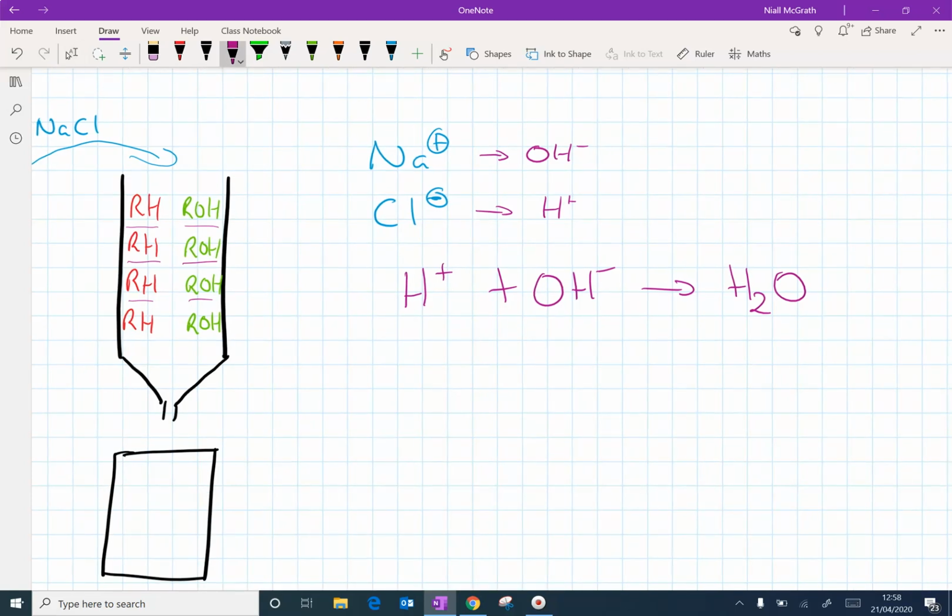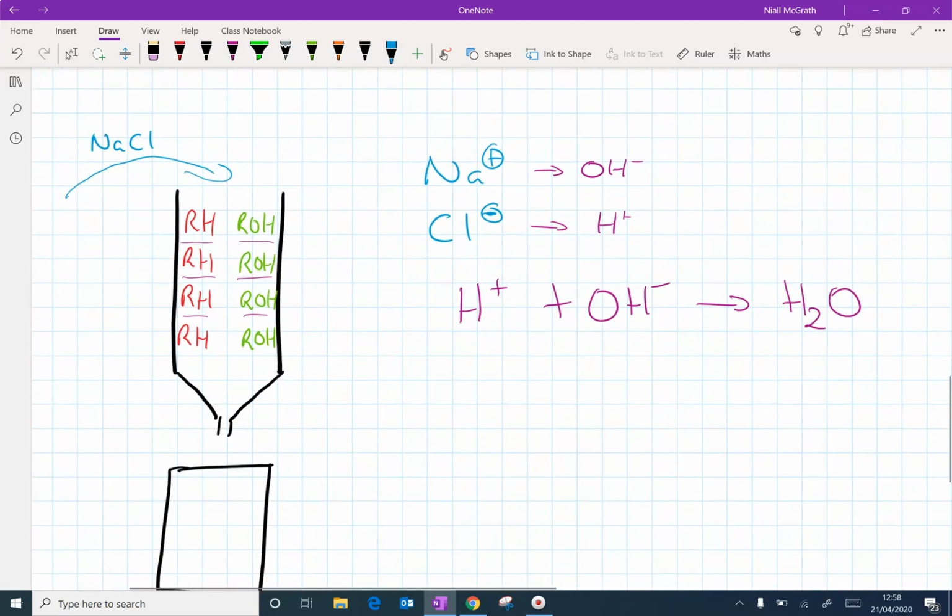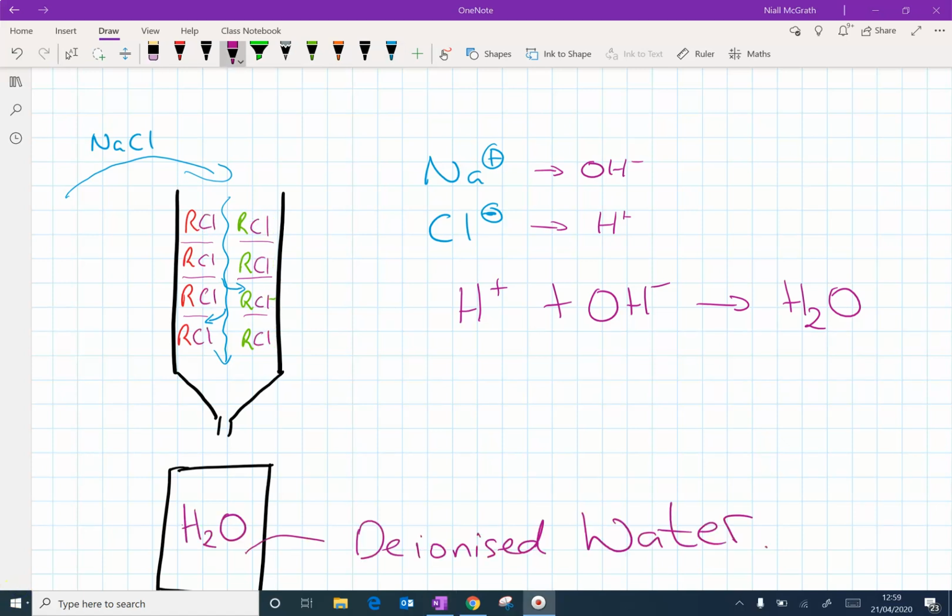So in here at the beaker at the end, after your water has made its way down through, your Cl minuses have been replaced by the OH minuses, and your Na pluses have been replaced by your H pluses. So one ion is substituted for another as it passes down through the resin. At the end then you have H2O, deionized water. So I hope that makes sense.